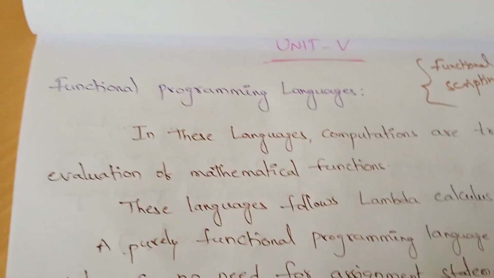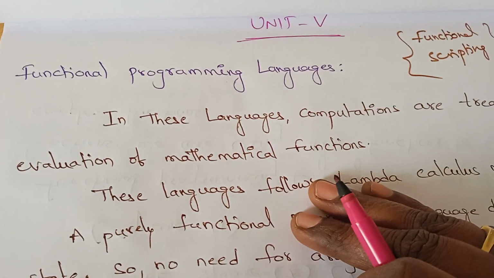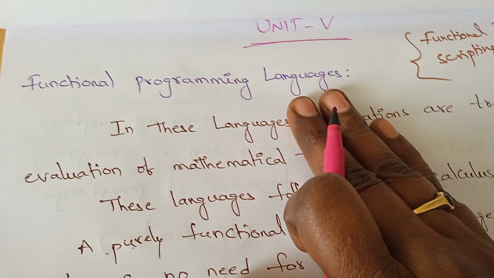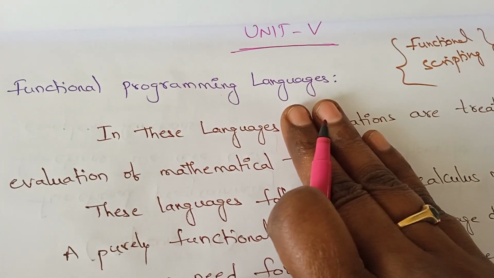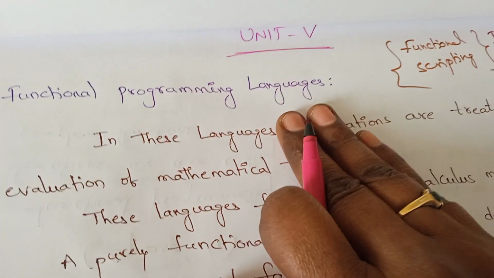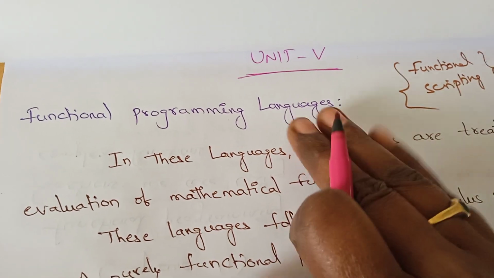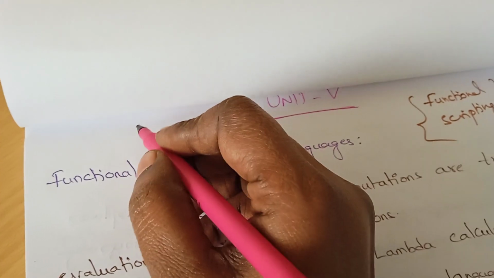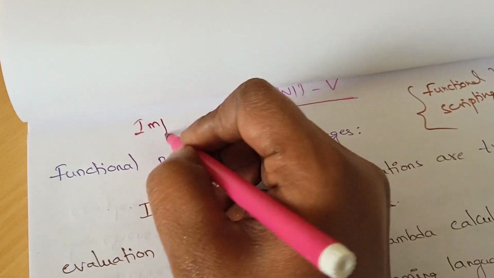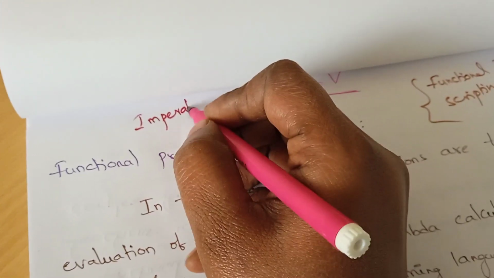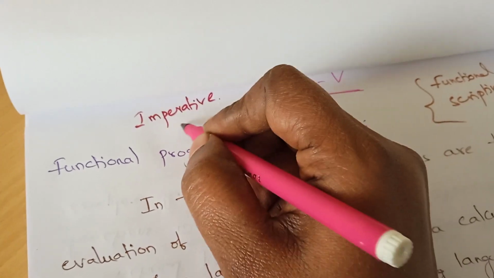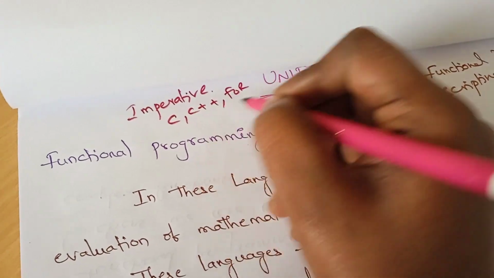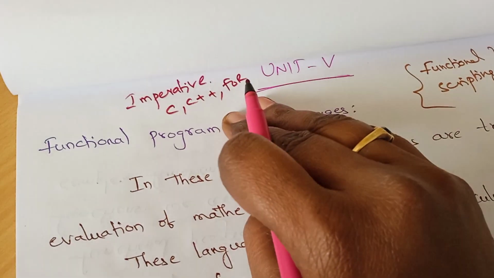Now, before I start the discussion about what functional programming languages are, let me tell you about programming languages. Before functional programming languages, we are very much familiar with imperative programming languages. Imperative programming languages are C, C++, Fortran. These are imperative programming languages.